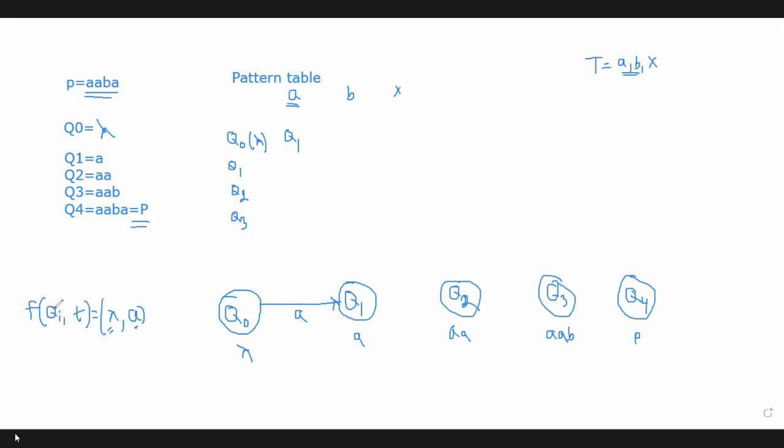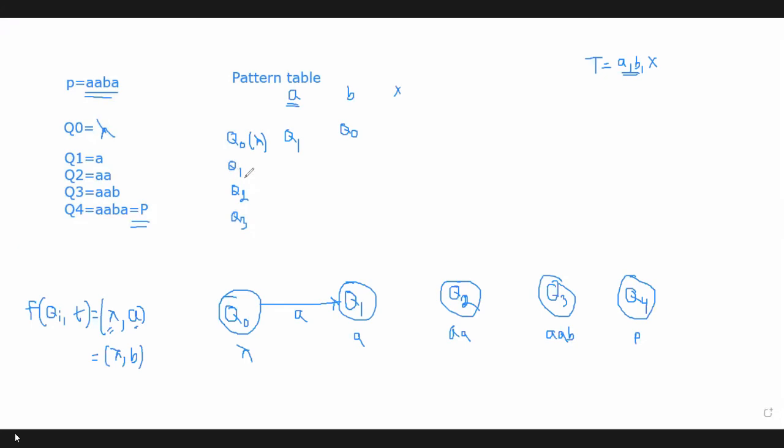So when state Q0 accepts character B, then what will happen? Nowhere it will go. Look at the substrings here. Is there any substring which has the character B? No. That means the state will not change. If Q0 receives a character B, it will remain in its current state. Is that clear?